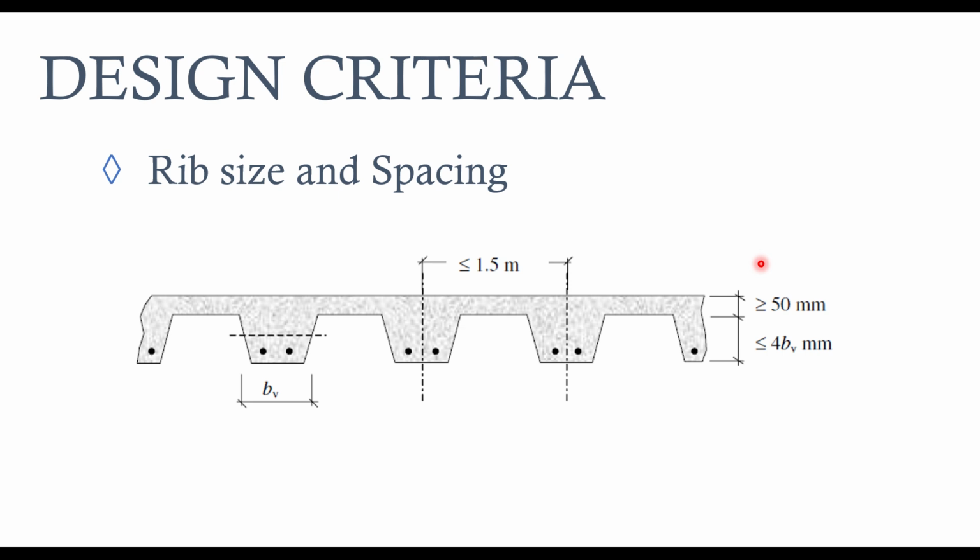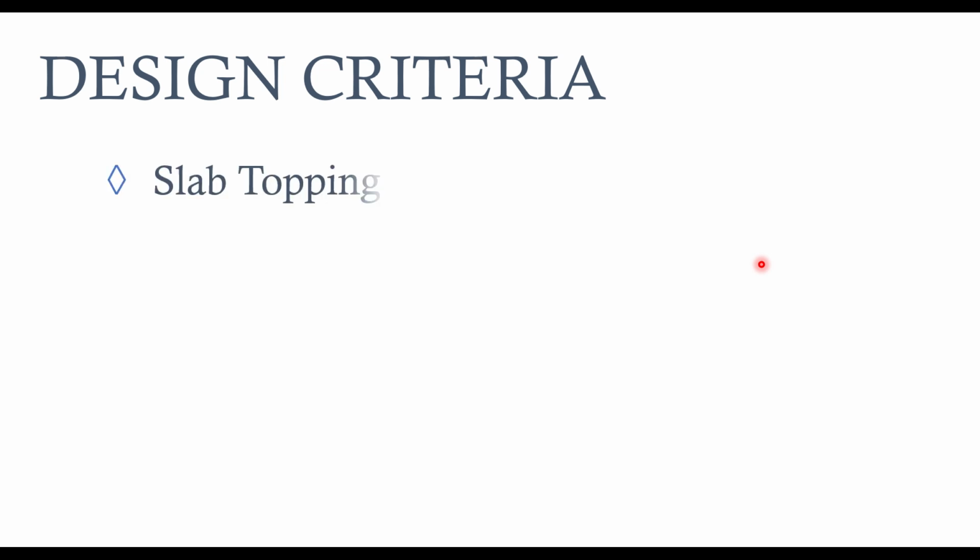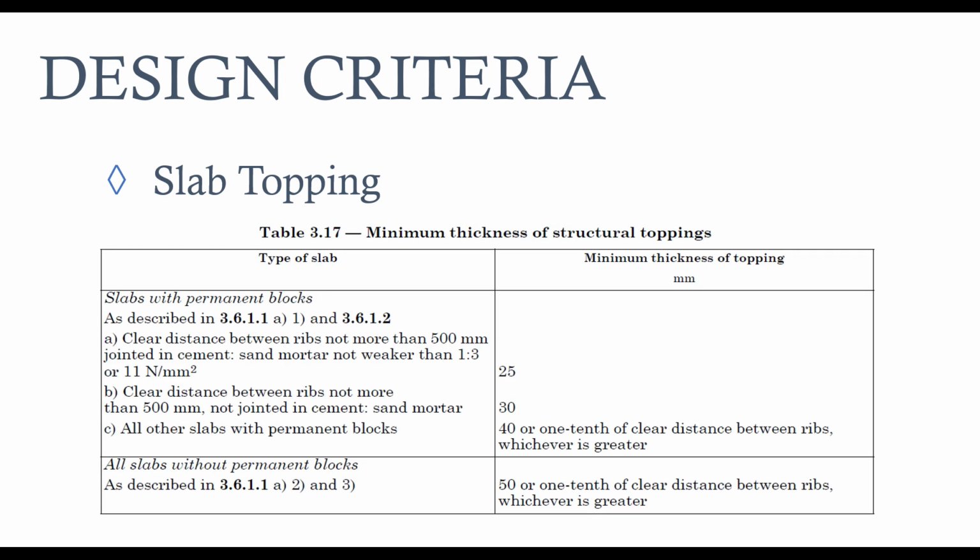If you check the code, you see that the rib slab is categorized into two major parts. You have situations where the slab topping is contributing to the load, and also situations where the topping is not contributing to the structural strength of the slab. So design criteria for slab topping, this is just talking about the minimum thickness of your topping. This table is referred to as Table 3.17. It gives the minimum thickness of your structural toppings. So this one is in the case when the topping is not contributing to the structural strength of the building.